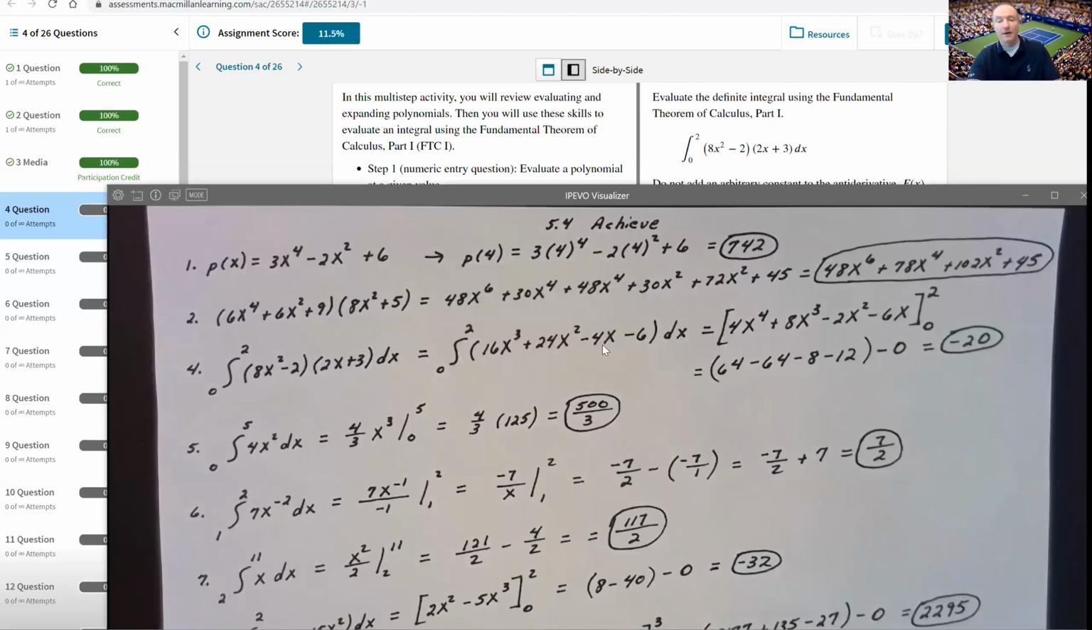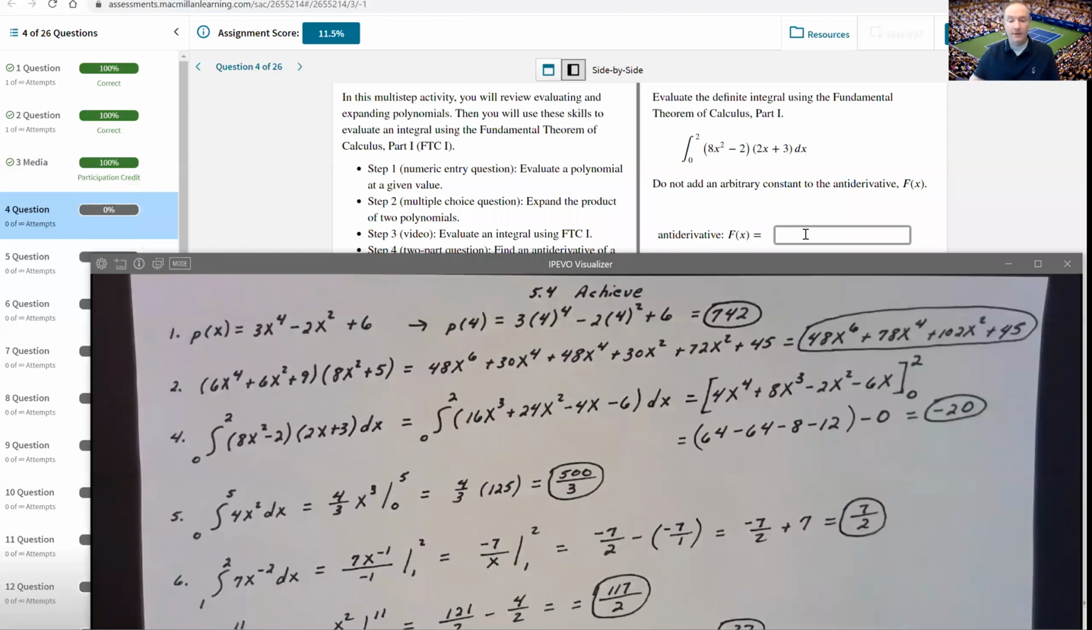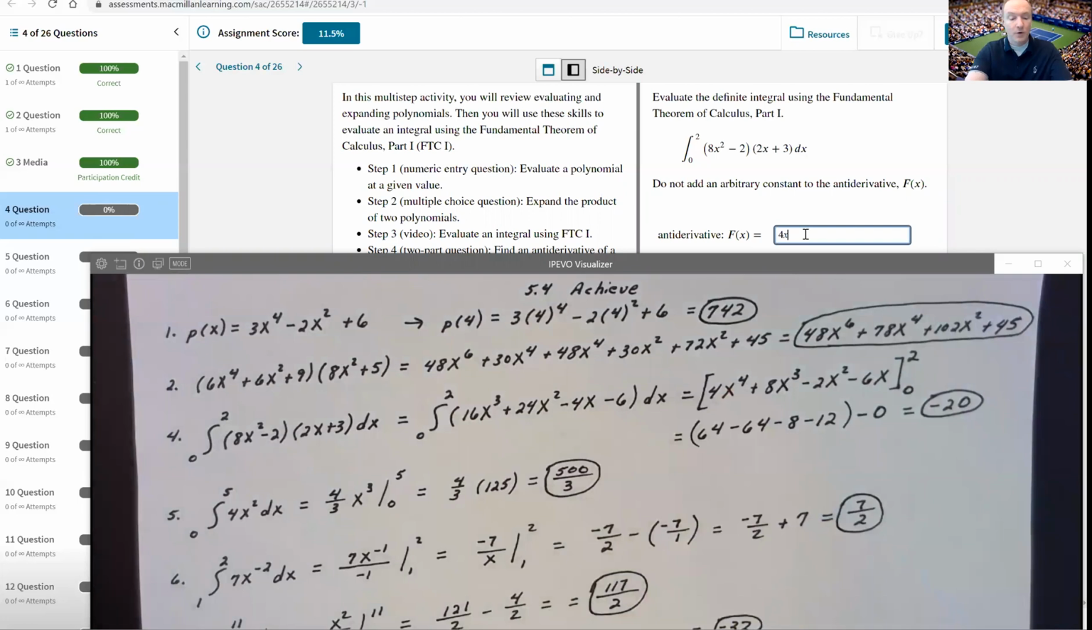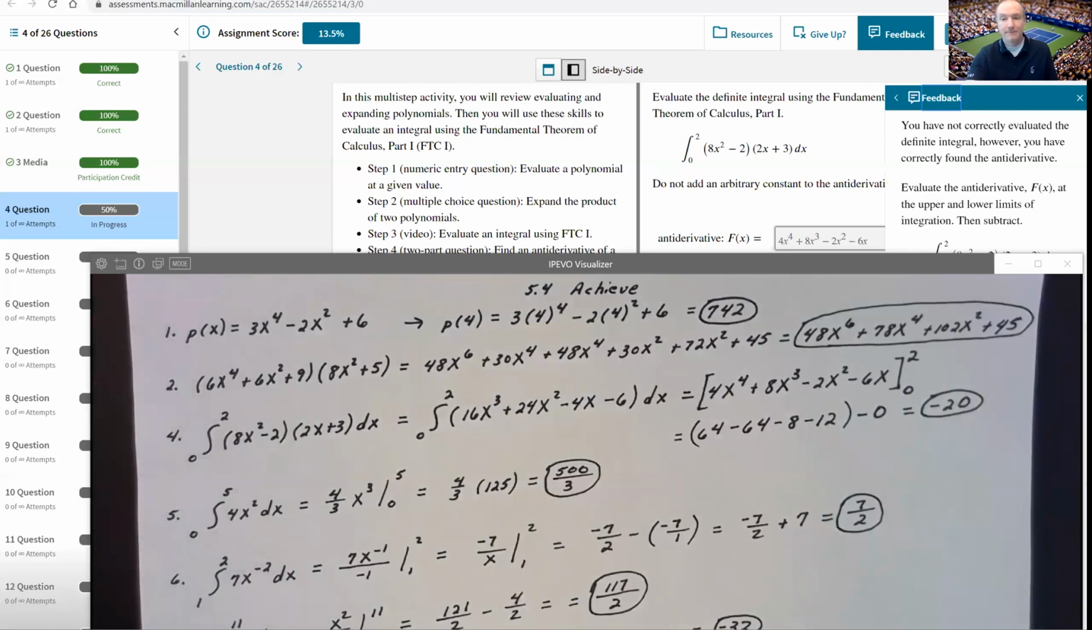Yes. Okay, now I'll bring this down and say my antiderivative f of x, that's this answer right here, is 4x raised to the fourth, and then we have plus 8x raised to the third minus 2x raised to the second minus 6x. And that should be the antiderivative. I checked that. Oh, doesn't like it. Let's see what happened here.